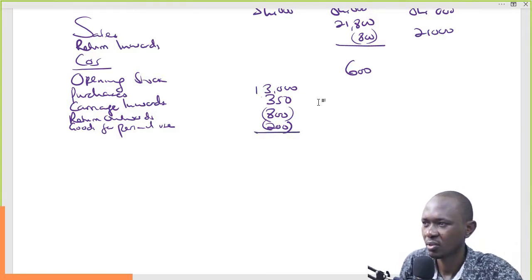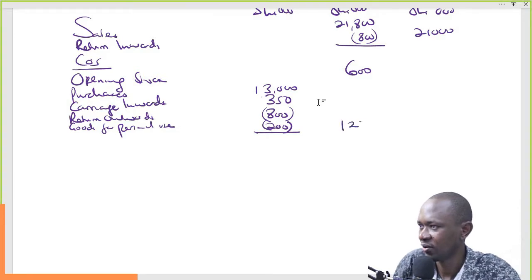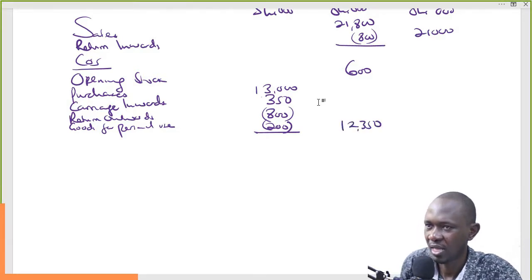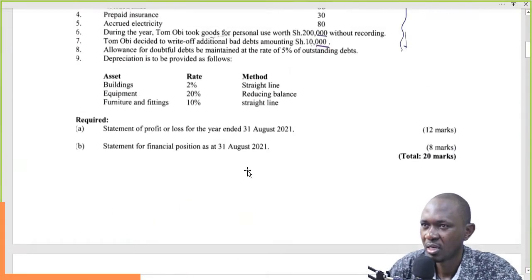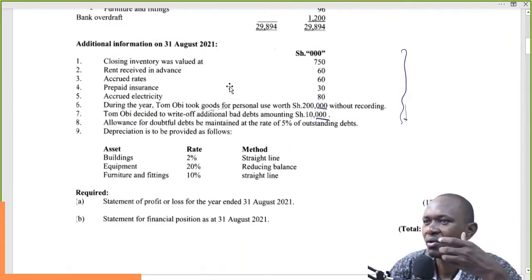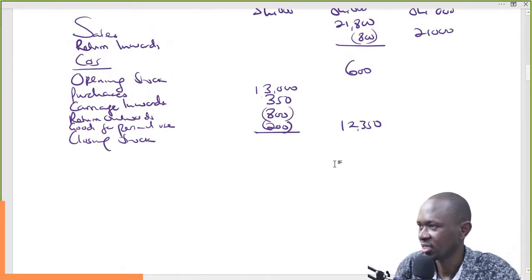This is 13,000 plus 350 minus 800 minus 200. That gives us 12,350. So 12,350, then we less the closing stock. Closing stock is not found in the trial balance. Closing stock is found in the additional information. So 750, simply come here, less the 750 like that.